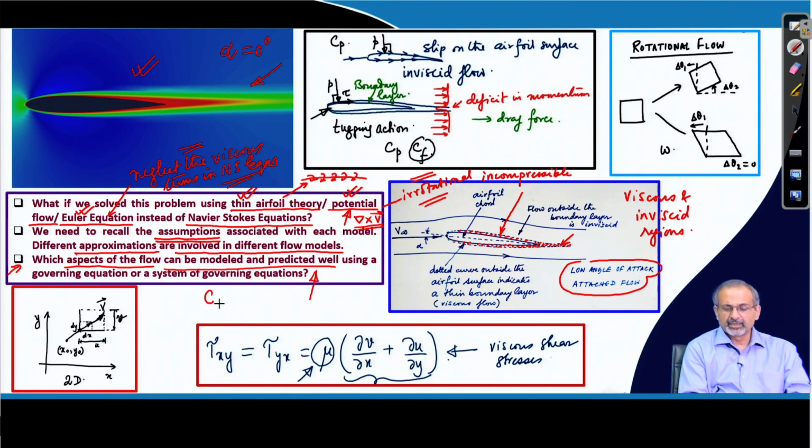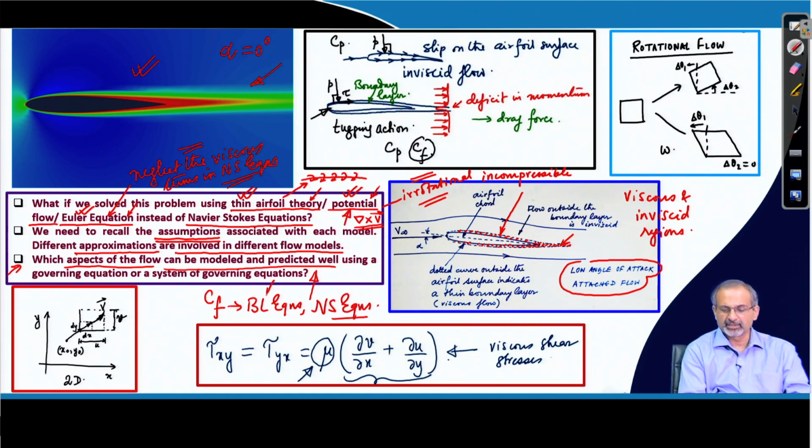For example, if prediction of CF is an important issue, then certainly thin airfoil theory, potential flow, Euler equation are not at all candidates which you should look at. You can start with the boundary layer equations if it does the job. If not, then you have to look at the Navier-Stokes equations.